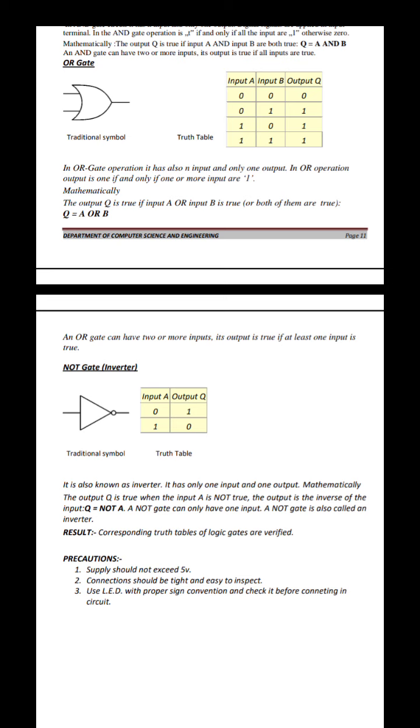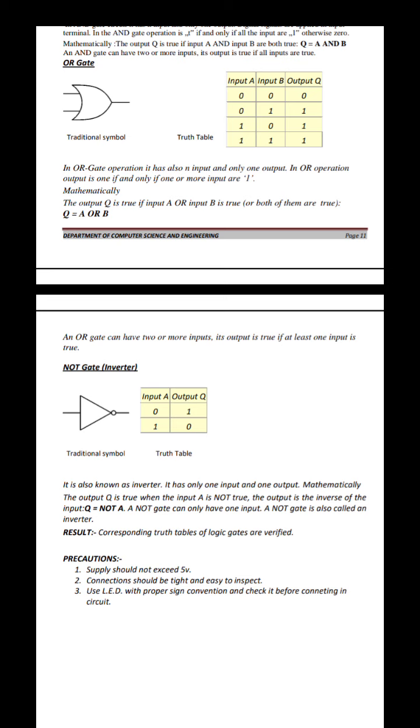And then the NAND gate. The NAND gate is a complemented AND gate. The output of the NAND gate will be 0 if all the input signals are 1, and will be 1 if any one of the input signals is 0. So that is our NAND gate. The NAND gate is the complemented AND gate.